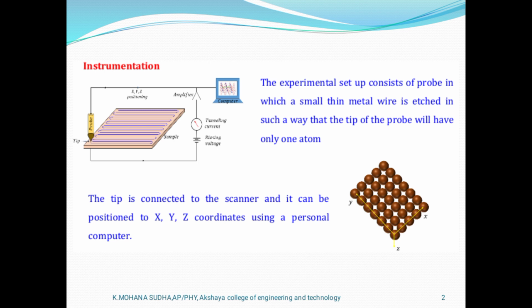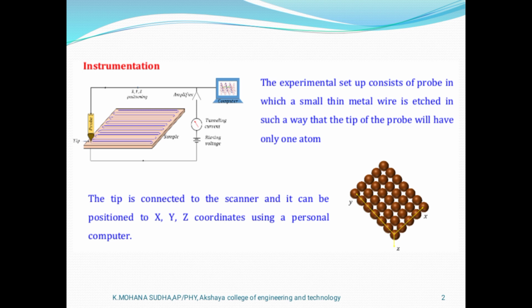The sample for which the image has to be recorded is kept below the tip of the probe at a particular distance, in such a way that the tip should not touch the sample. This is the main important point. The probe or the tip should not touch the sample. We have to maintain at least a small air gap between the tip of the probe and the sample, at least a width of two atom spacings.